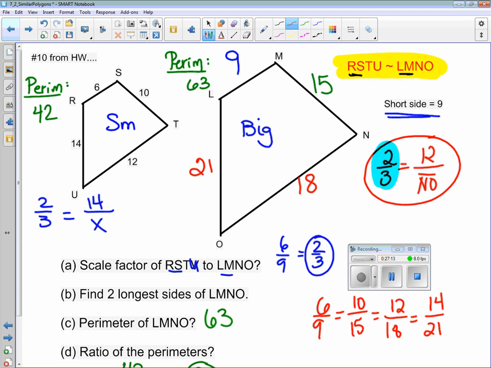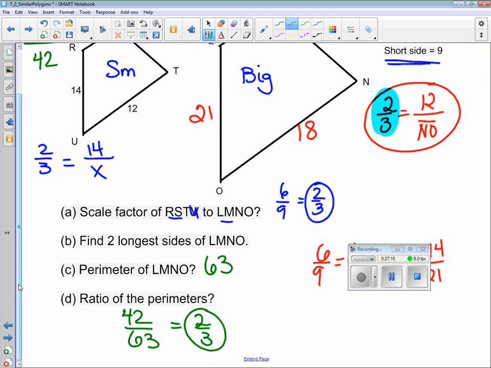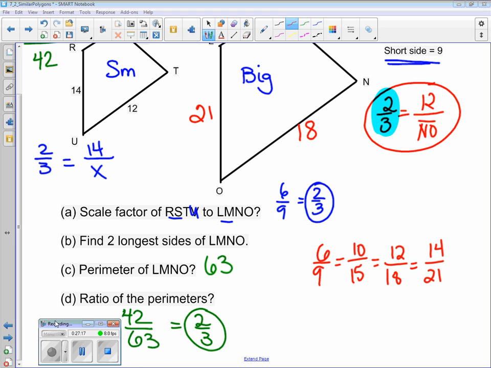And I would check all of those. Are they all the same thing? Do they all reduce to the same number? They should all reduce to what? 2/3. And do they? Let's check. This one does. Divide by 5, this one does. Divide by 6, this one does. Divide by 7, this one does. So since the extended proportion does reduce to the same number, which happens to be the scale factor, I know that they are similar. So that's one thing you're going to have to do to check. Okay?